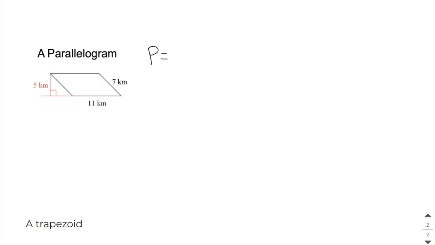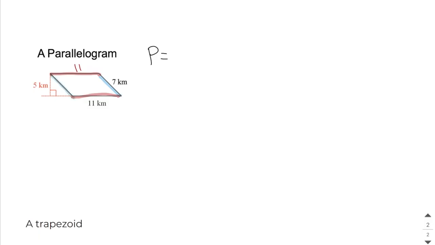Well, let's figure this out. 9.9 times 4.5 is 44.55, and then I'm going to divide that by 2. And I get 22.275. And this right here, yards squared, is my area.